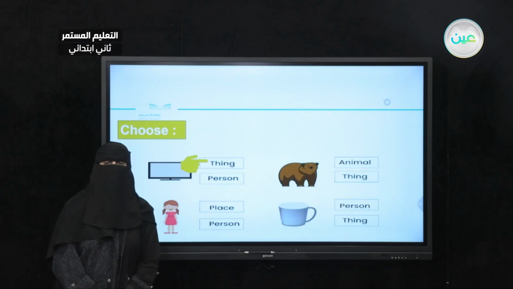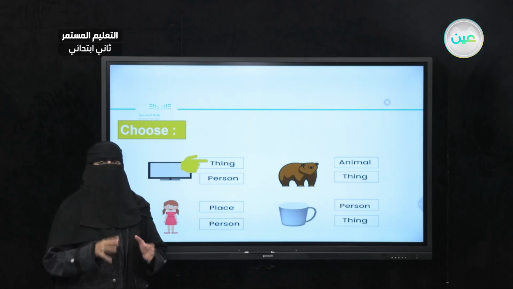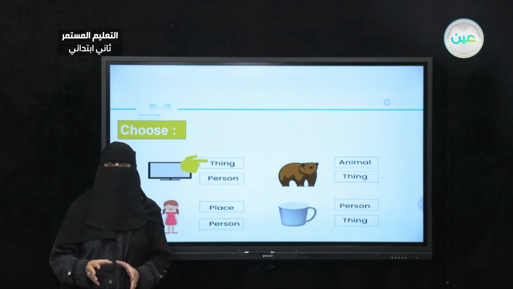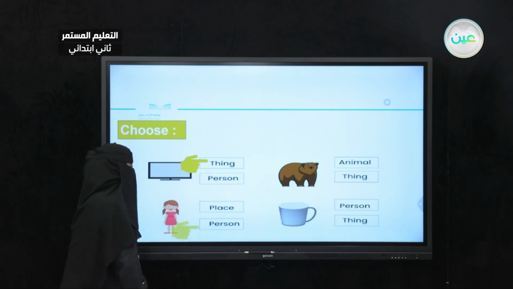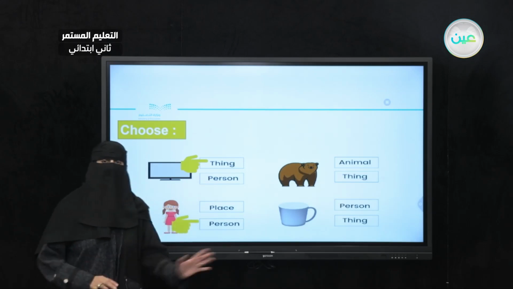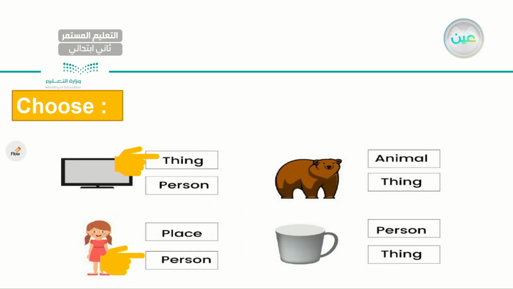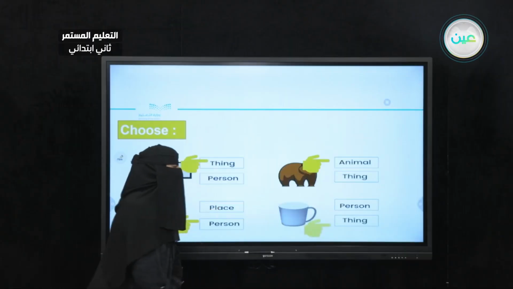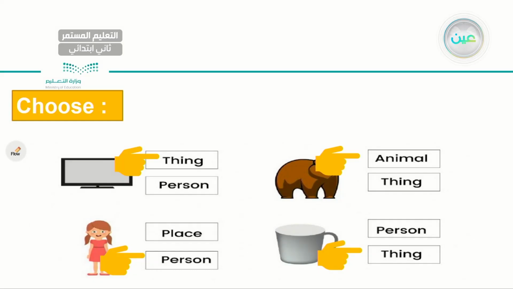Place, person. Now, what we are doing now is classifying the nouns, okay? So, I have a person. Very good, person. Next one, I have a big giant bear. Animal or thing? It is an animal. Excellent. And for the last picture, I have a cup or a mug. Person or thing? It is a thing. Very good.